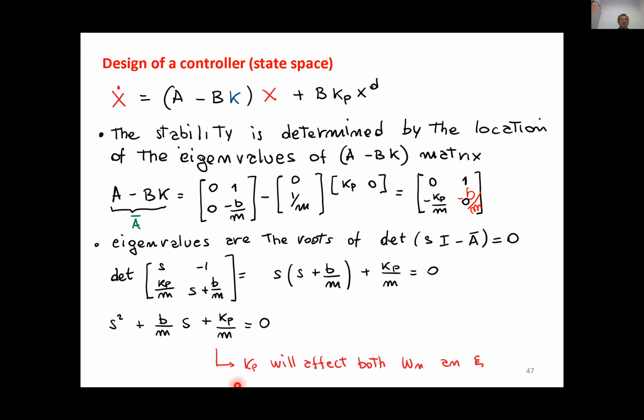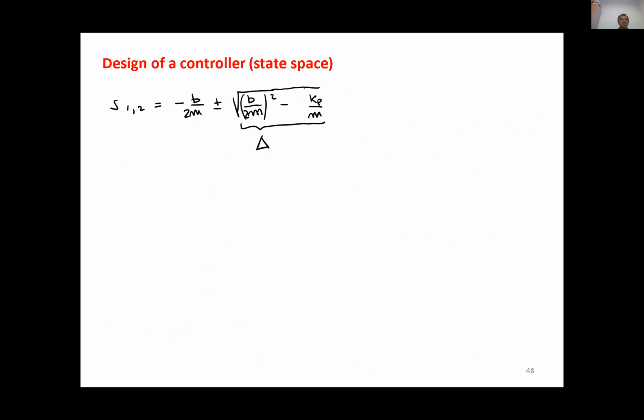We can see that Kp affects omega n here. You remember the second order system Laplace transform, but because omega n is also here, Kp also affects the damping. If we compute the roots, we have this expression, and according to the sign of this argument, if it is negative, we have complex roots, and if they are complex, the real part is only this one.